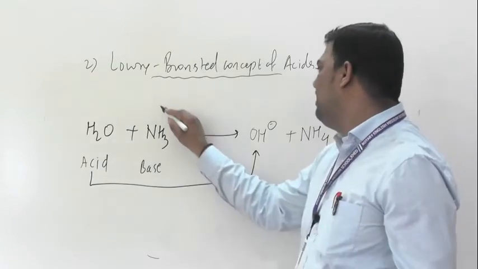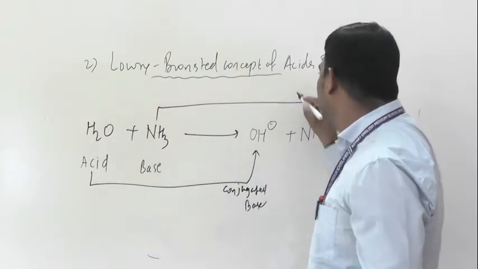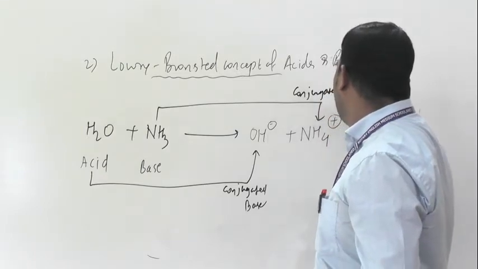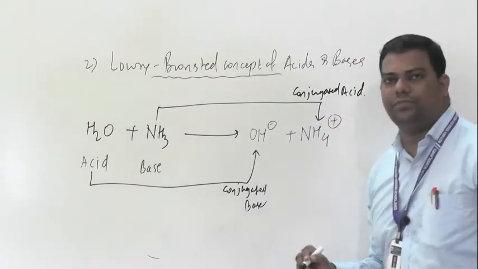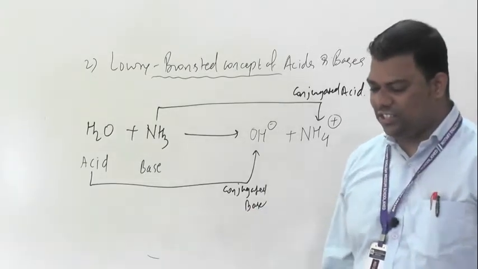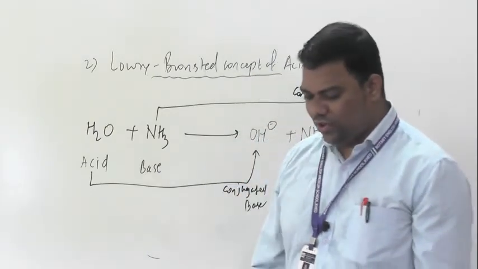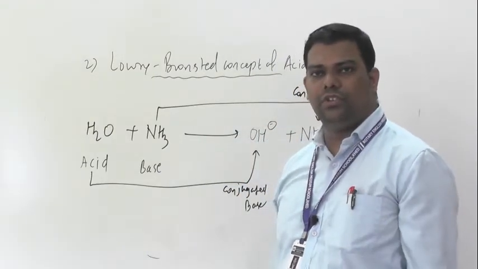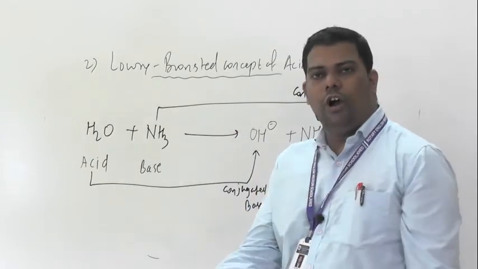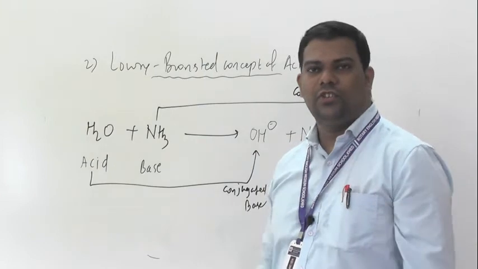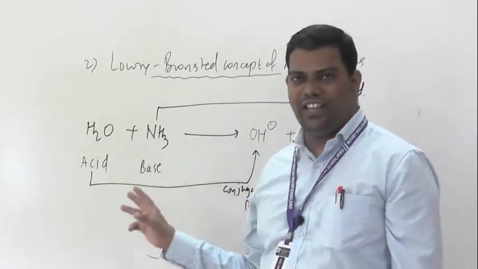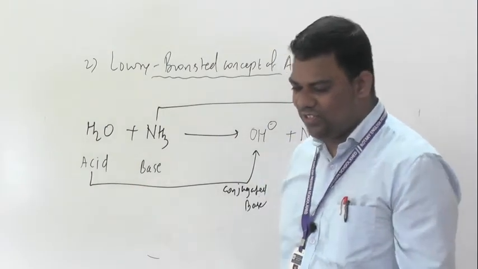Conjugated base, and this base is what is producing the conjugated acid. Understood? So very easy, such type. Okay, so we can take another example also, or you can write in your notebook. Take water plus carbonate ion. You have to write this example in your notebook. Understood?